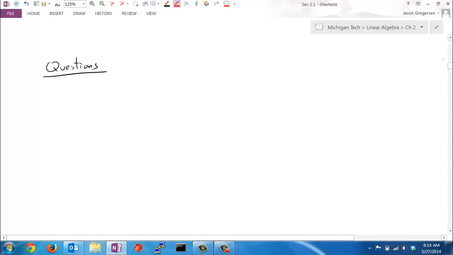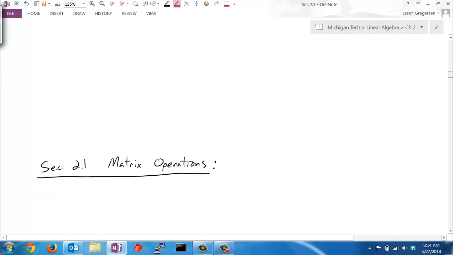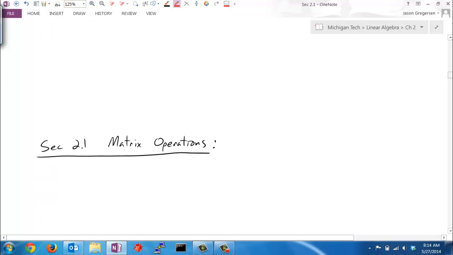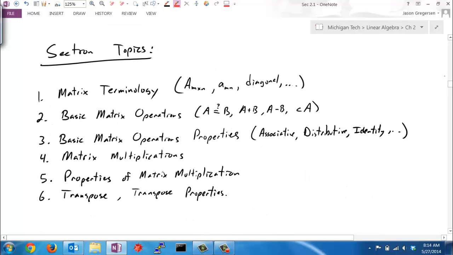Okay. All right, well, if there's no questions, we will get on to Section 2.1. So from 2.1, I have a list of kind of the big topics from this section. As usual, whenever we start a new topic, it's going to be terminology. Right? So we're going to have to talk about what it means for a matrix to be n by n. We've talked about that one a little bit.